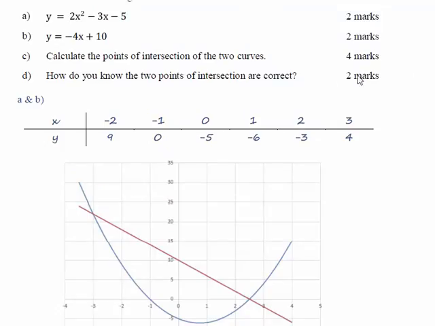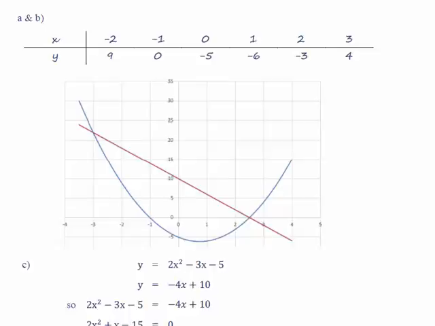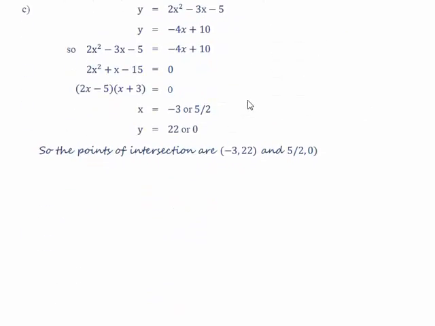Part D. How do you know the two points of intersection are correct? Well, we put these values of x into the linear equation. For part D, I'm going to put them into the quadratic equation. So when x equals minus 3, minus 3 squared is 9, 2 nines are 18, 3 times minus 3 is plus 9, so 18 plus 9 is 27. 27 minus 5 is going to give me 22, which agrees with that, so that's correct.